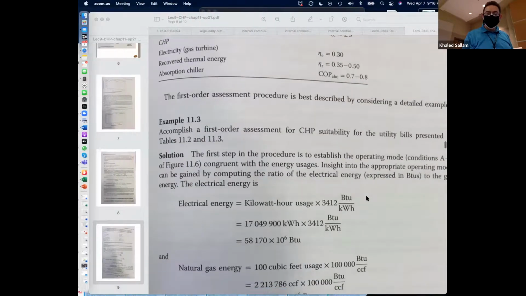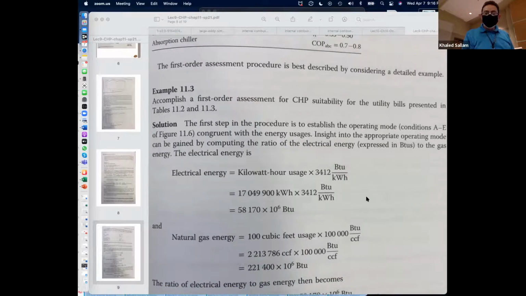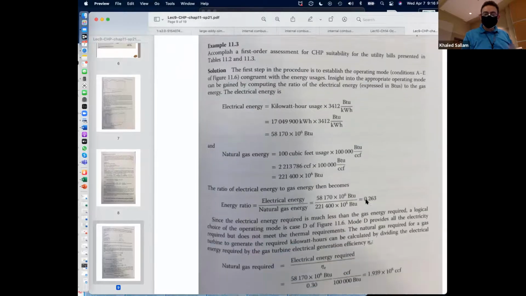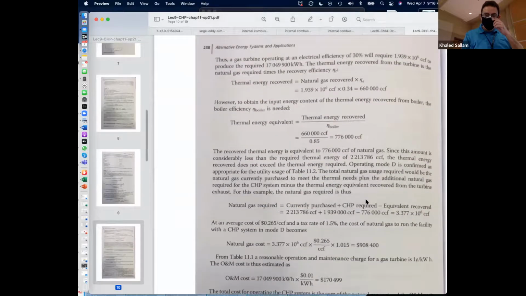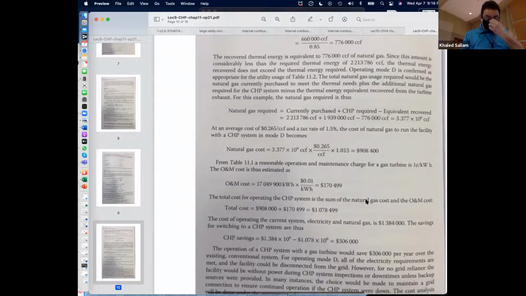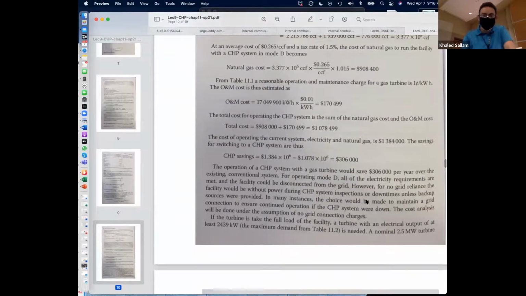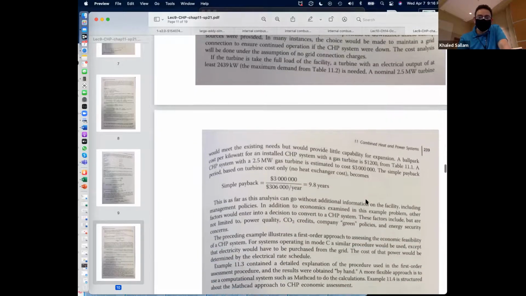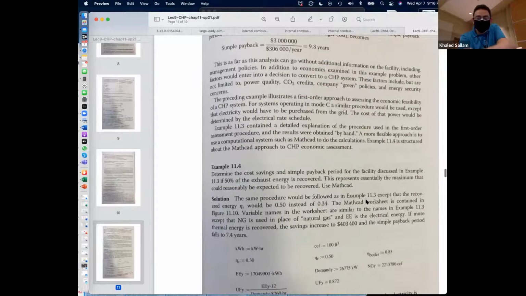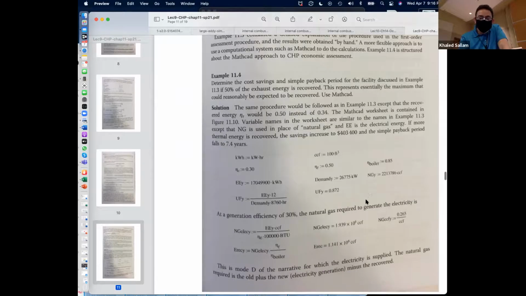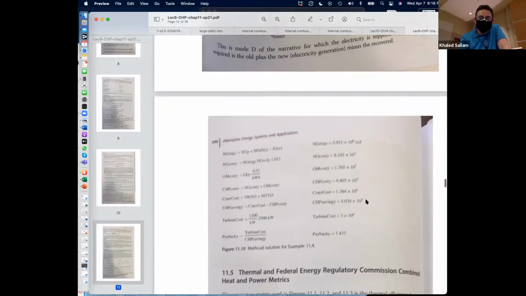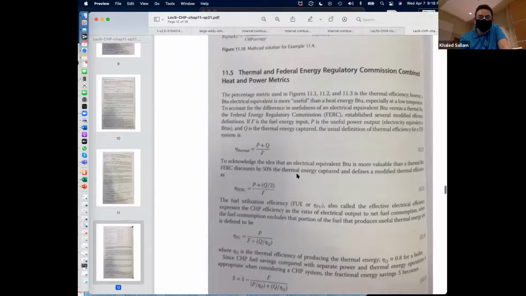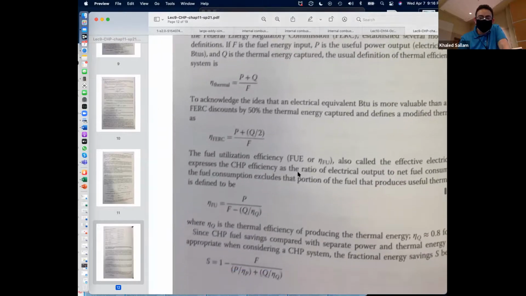Okay. You can read those examples yourself, but what's really important here is this part. Yes, 11.5. This is important.